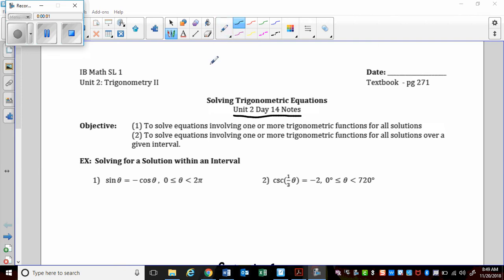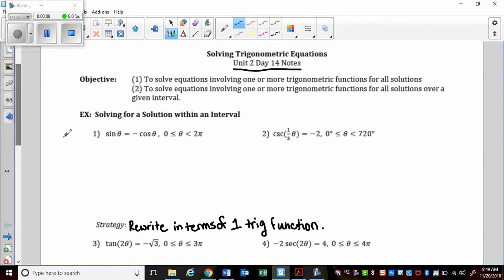Good morning. So today we're going to go over Unit 2, Day 14 notes. We're going to solve trigonometric equations. First, let's look at sine. I have sine theta equals negative cosine of theta.